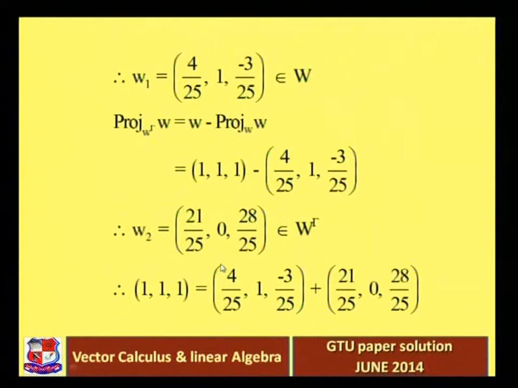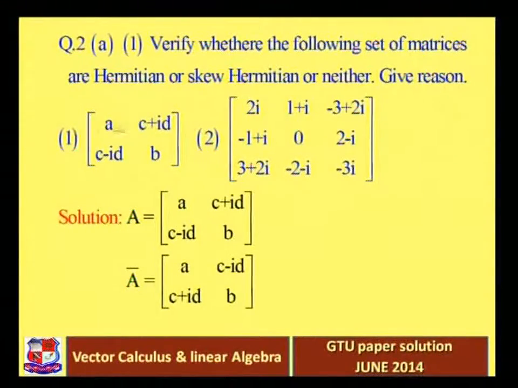Next question, question 2, first part. Verify whether the following set of matrices are Hermitian or skew Hermitian or neither. Give reason. So what is the meaning of Hermitian and skew Hermitian? If A is a Hermitian matrix, that means A star, where A star is the transpose of the conjugate of A, equals A, right?